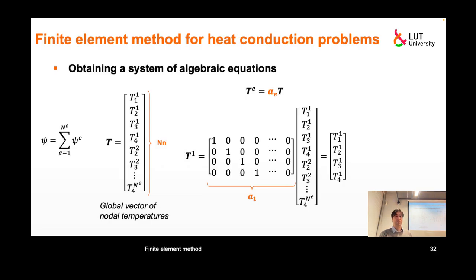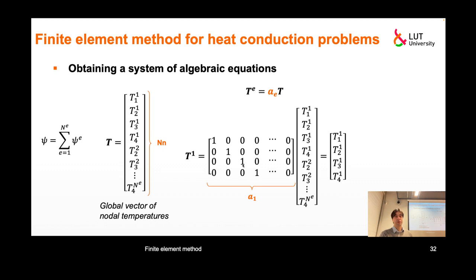level. So for this example, for instance, it will be this type of matrix. So if I use the global vector of temperatures and I want to extract temperatures that relate only to the first element, these first 4 elements, I make this type of matrix. It's not a square matrix. The number of columns is equal to the total number of nodes, the dimension of my global temperature vector. And the number of rows equals the number of nodes of one element. So in our case, it's 4.